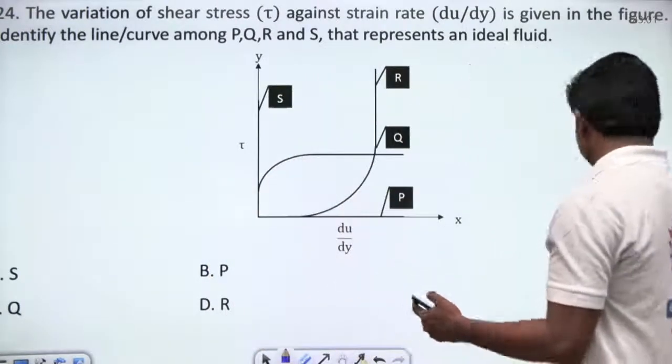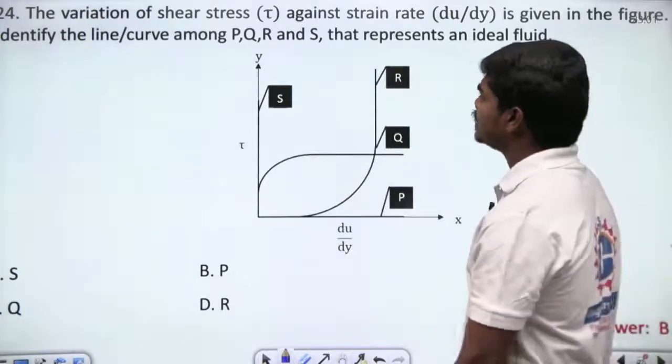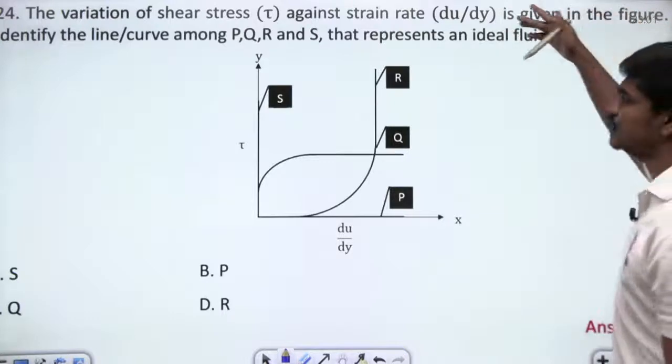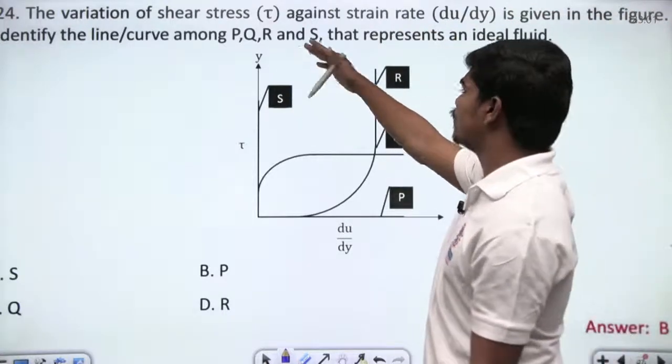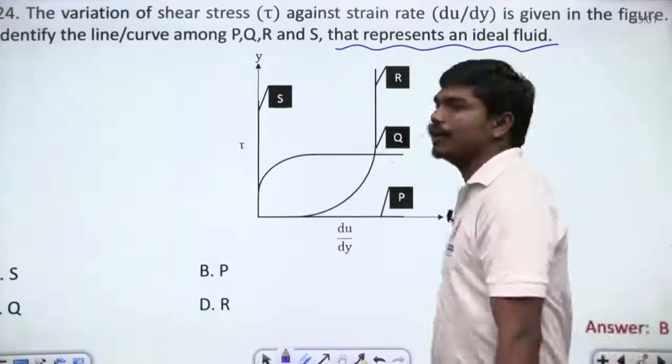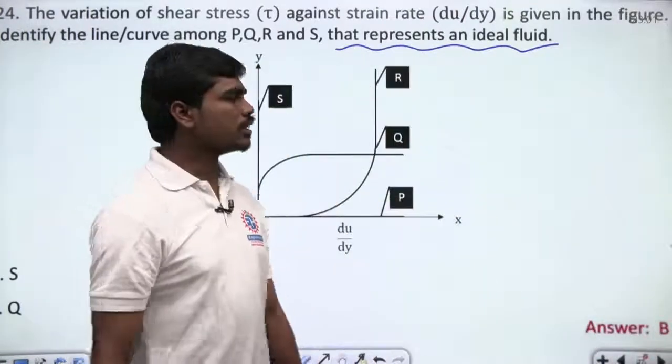Fine. So let us try to attempt this. The variation of shear stress tau against shear strain rate, du by dy, is given in the figure. Identify the line or curve among P, Q, R and S that represents an ideal fluid. What is the meaning of ideal fluid?